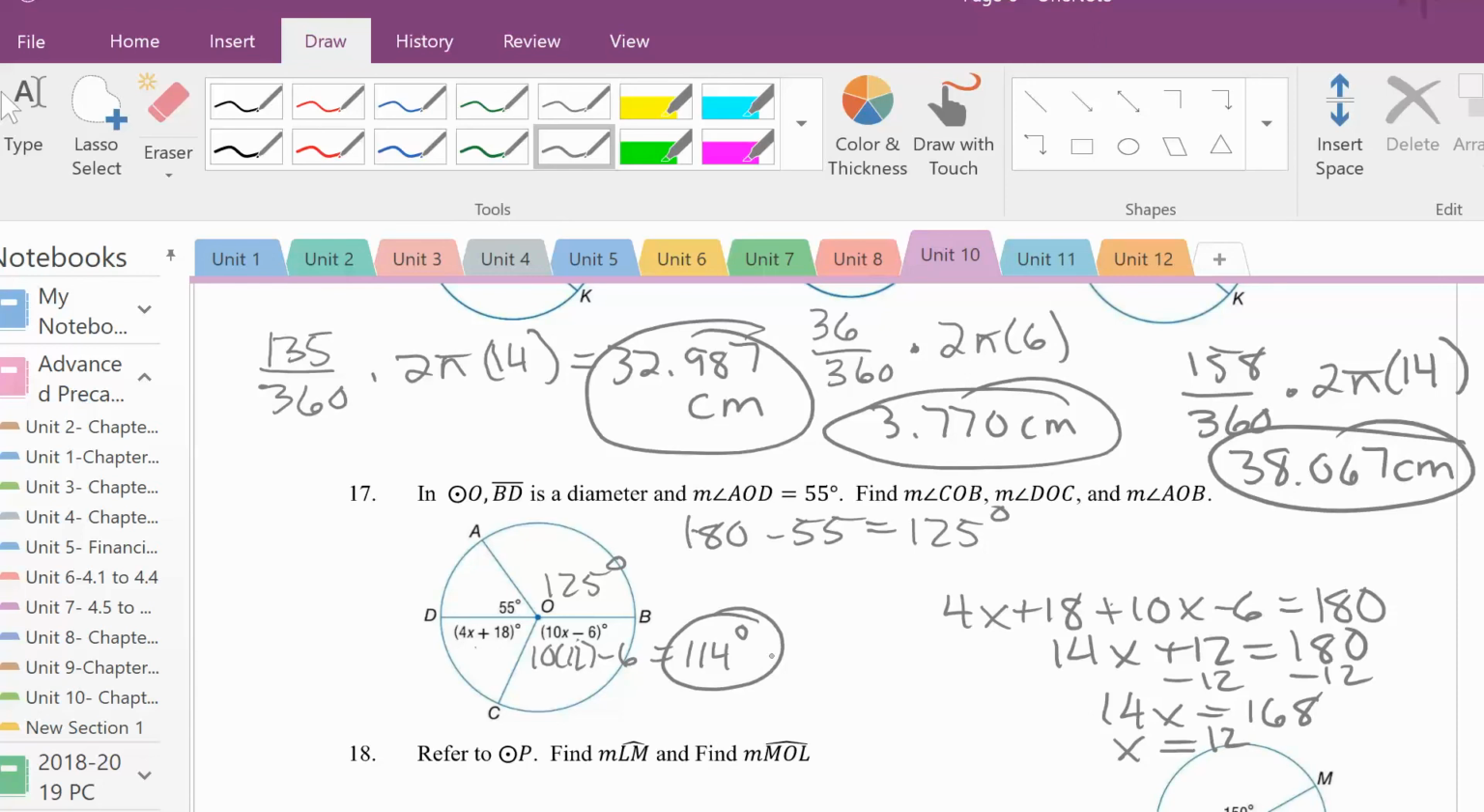Then for DOC, you have 4 times 12 plus 18. So 48 plus 18, which is 66. And then for AOB, we already found that to be 125.